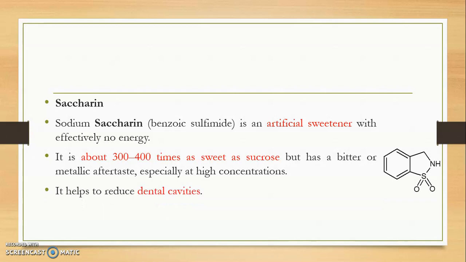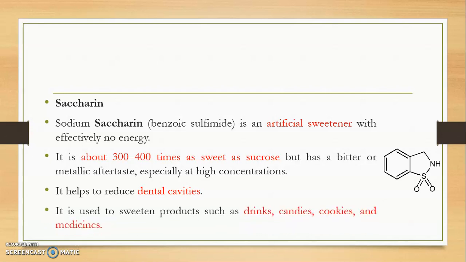It helps to reduce dental cavities. The main use of saccharin is as an artificial sweetener. It is also used to sweeten products such as drinks, candies, cookies as well as medicines. But some studies reported that the use of saccharin produces cancer. That's why now this particular saccharin is generally not utilized.